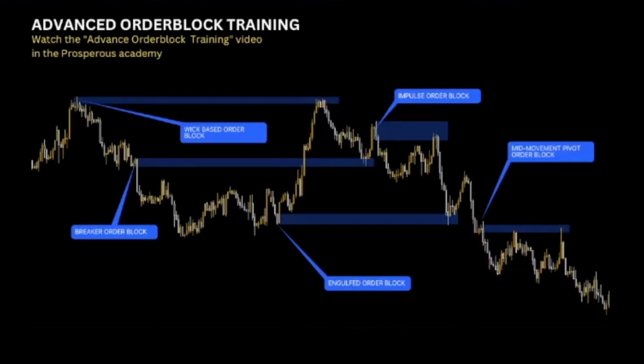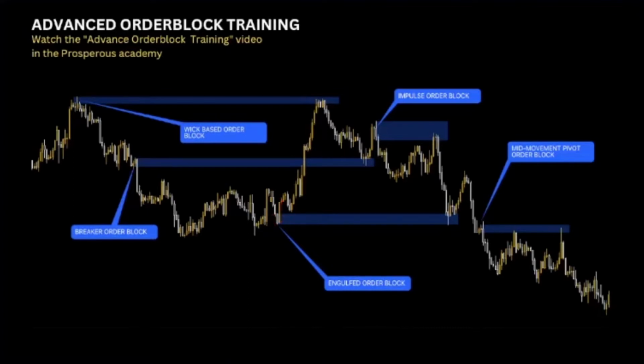Then we have the engulfed order block, which is one of the most popular order blocks, I would say. An engulfed order block is basically the last candle. In this case here it is a bearish candle before a bullish sequence. And you want to see this last candle being engulfed before the sequence candle. So this bullish candle fully engulfs this last bearish candle, and therefore this is an engulfed order block.